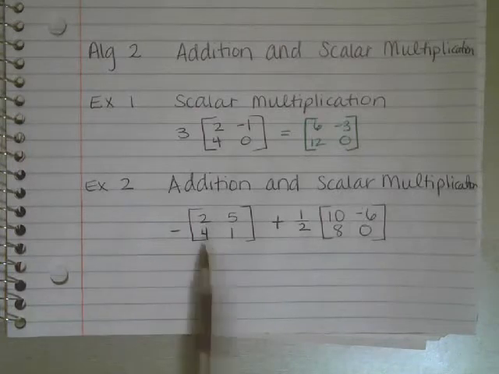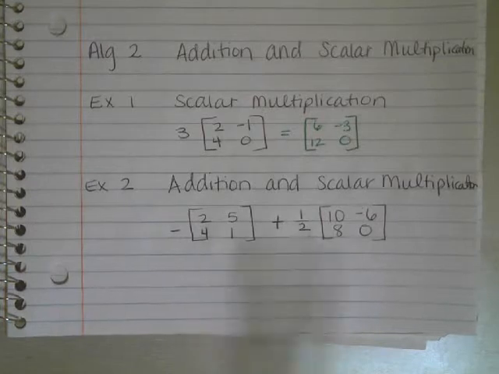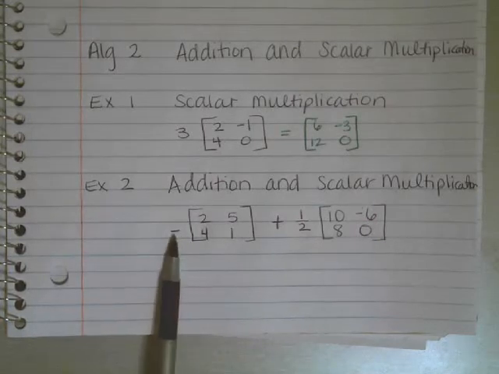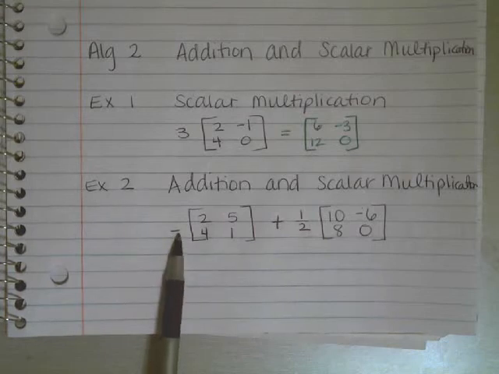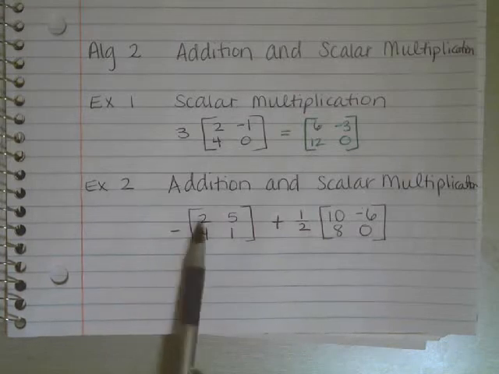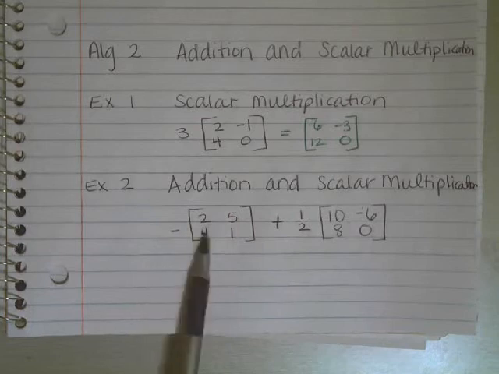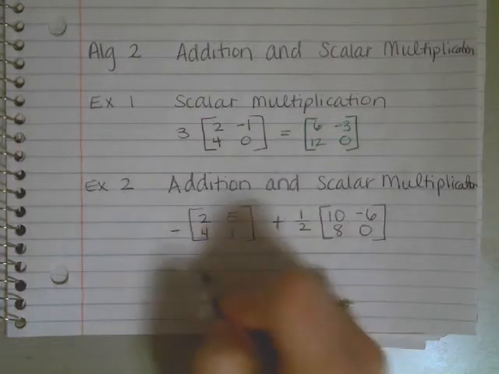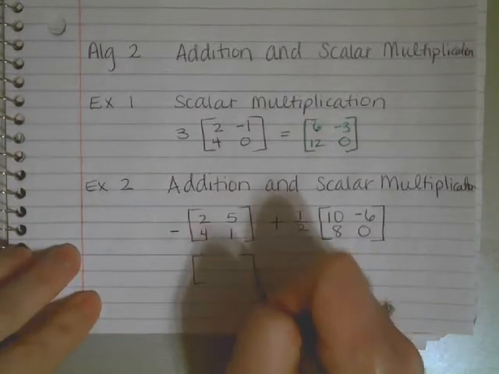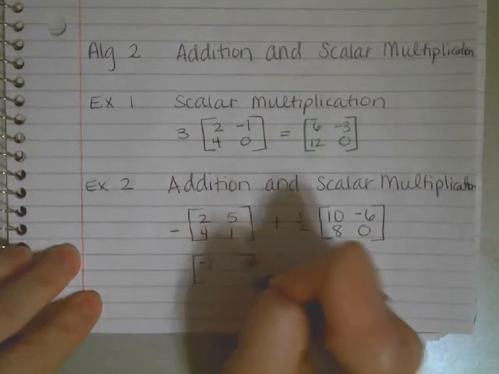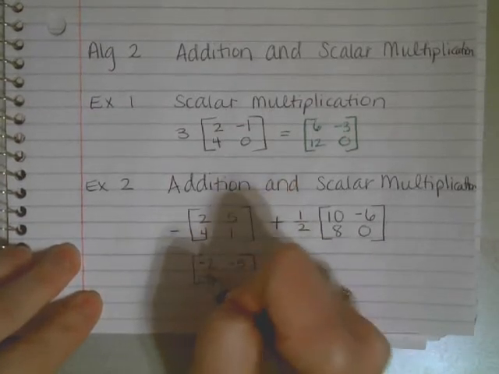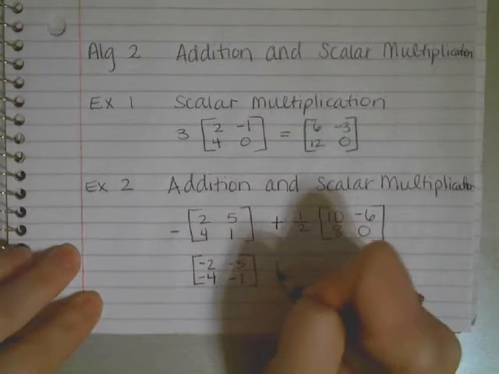For this one, I've got two matrices. Both are 2 by 2s, so in the end I will be able to add them. But first I need to do scalar multiplication. Just like we've used distributive property, I'm going to distribute a -1 to each of these elements inside of this matrix. So it'll still be 2 by 2, but now it's going to be a -2, a -5, a -4, and a -1.